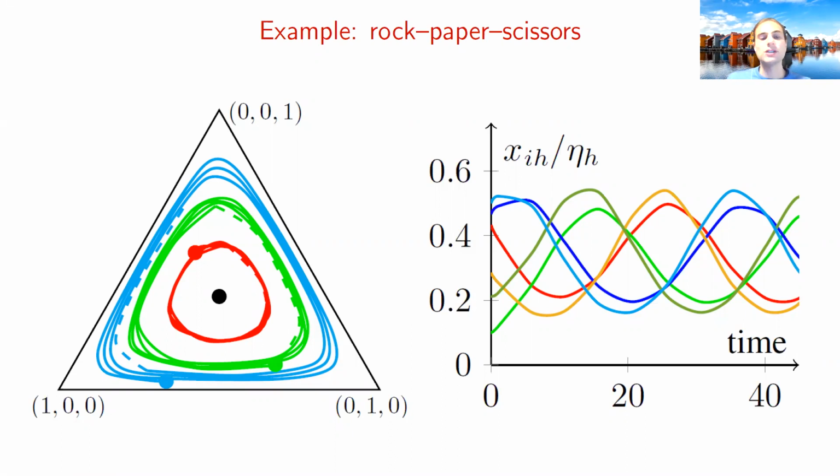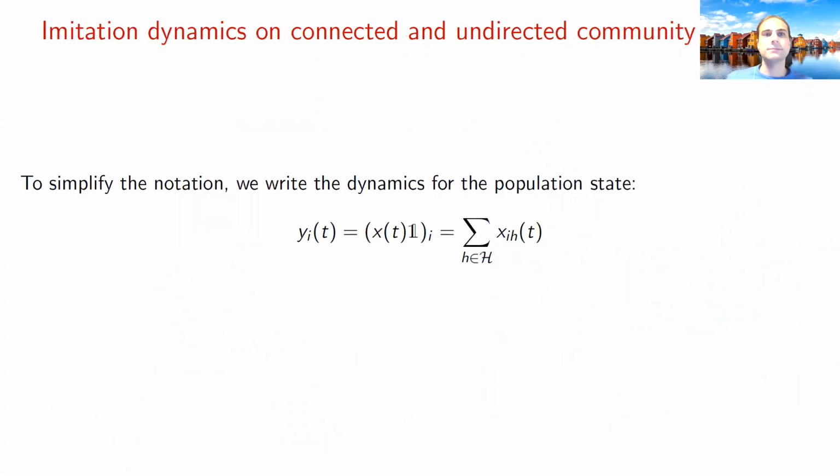And we need some further assumptions both on the game and on the network. Okay, we will start with the assumption on the network. In particular, from this moment on, we will study what further properties network imitation dynamics have whenever the network is not only connected, but also undirected. To simplify the notation, we can write the dynamics for the population state. So we say that y_i of t is nothing but the sum over all the communities of the ith row of the system state.